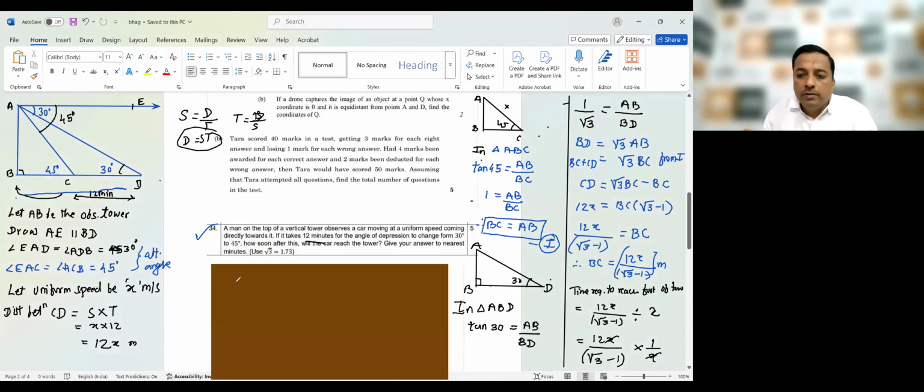Okay, so I will solve here. So we have to write time required, that is 12 upon root 3 minus 1. So if we substitute the value of root 3 here ना, तो डिनोमिनेटर में क्या हो जाएगा मालूम है क्या? 12 upon 1.732 minus 1. So this 12 upon 0.732.